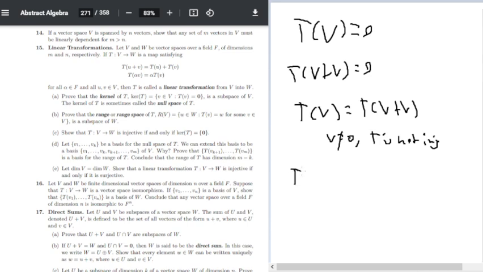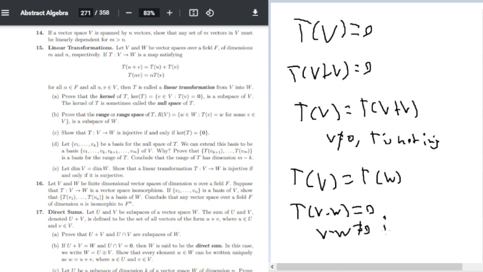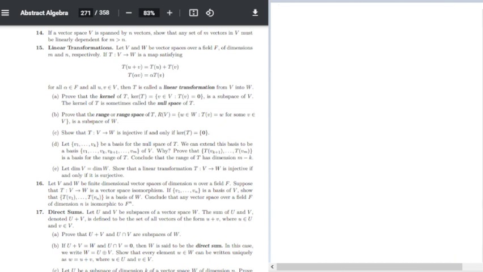If T of V is equal to T of W, then T of V minus W is equal to 0, and V minus W is not equal to 0 if V is not equal to W. I'm quickly going through that because it's basically the same thing.